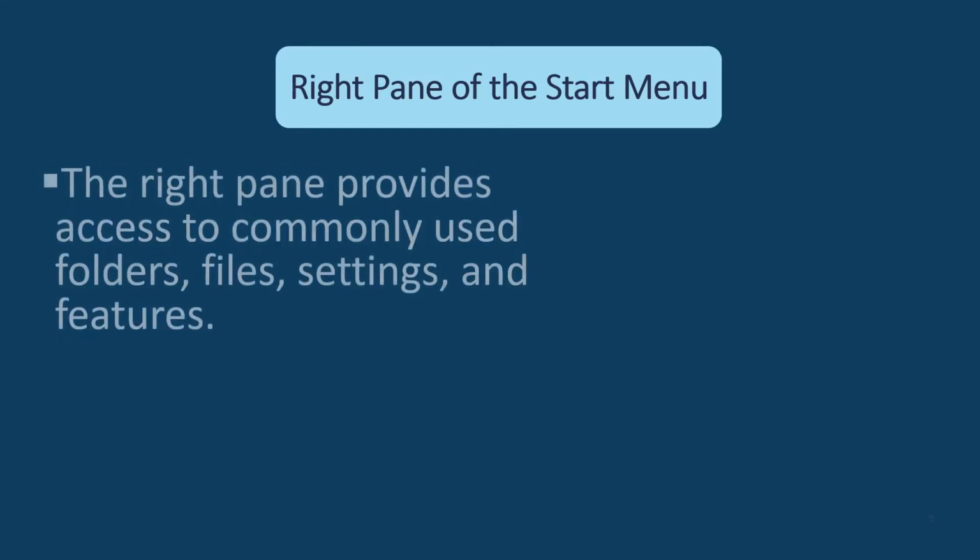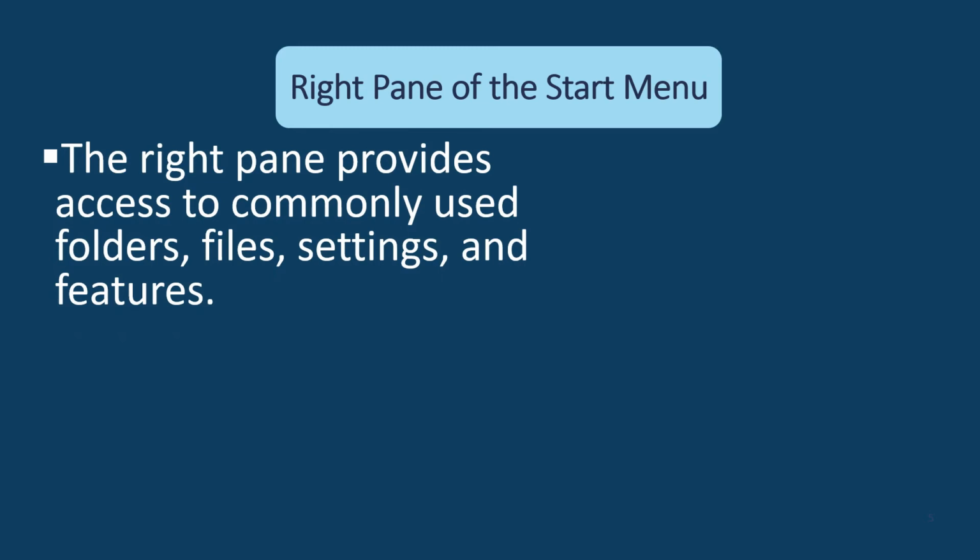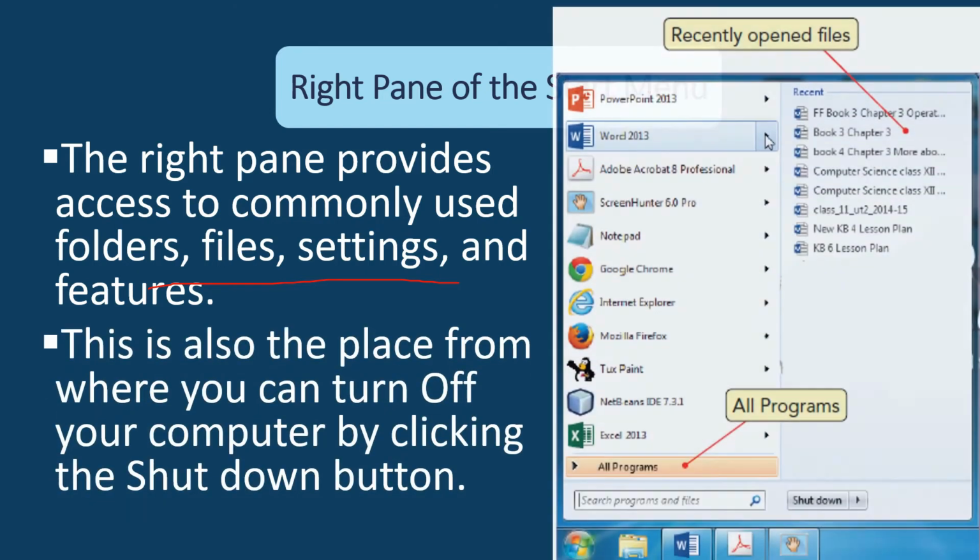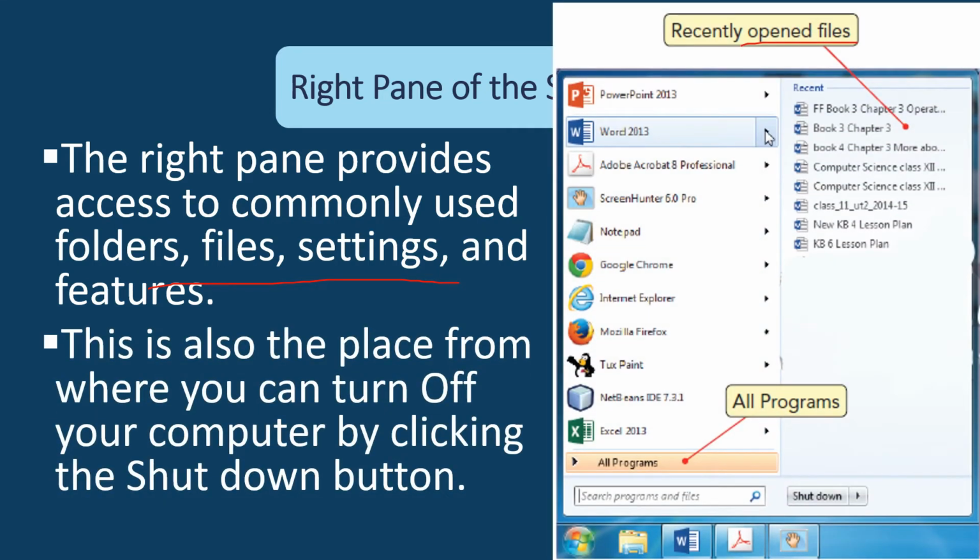Next we'll see the right pane of the start menu. This right pane provides access to commonly used folders, files, settings and features. Okay, see here. Recently opened files and folders, everything is available in the right pane. So you can get access to commonly used files, folders, settings and features in the right pane.